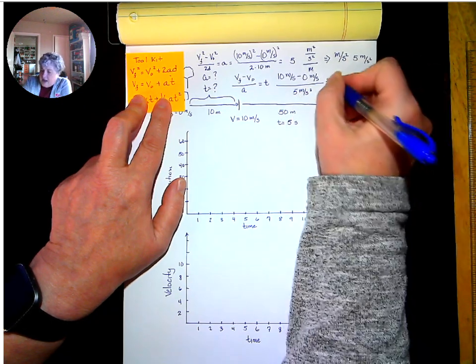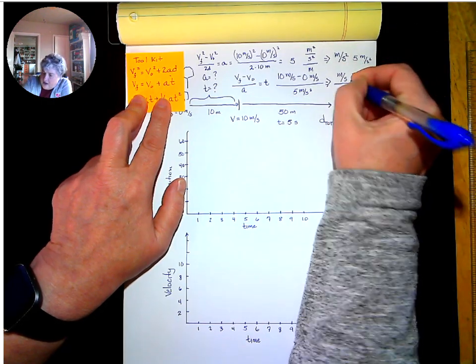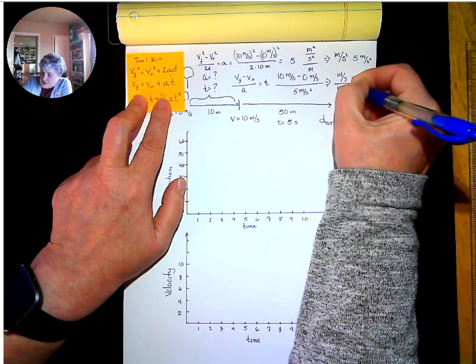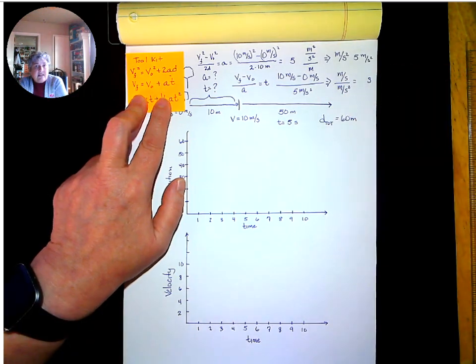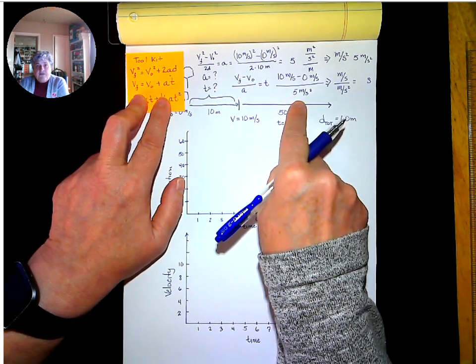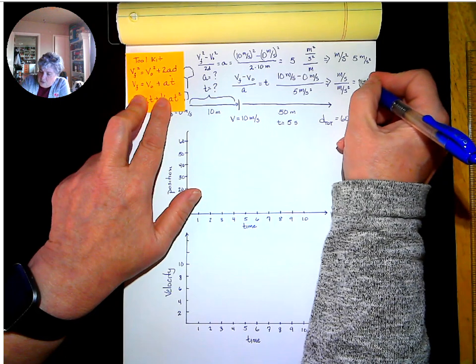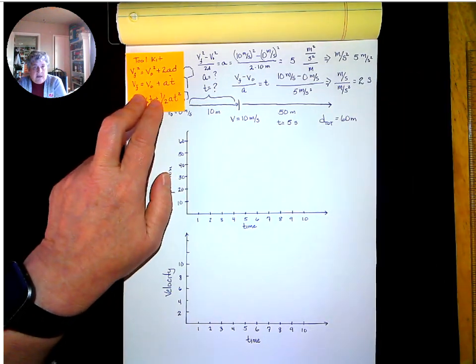So let's do that unit analysis. I've got meters per second divided by meters per second squared. And now my ultimate answer is going to be in seconds. And when I do that calculation, I get 10 divided by 5. So that's going to be 2 seconds. So we've got an interesting thing happening here.